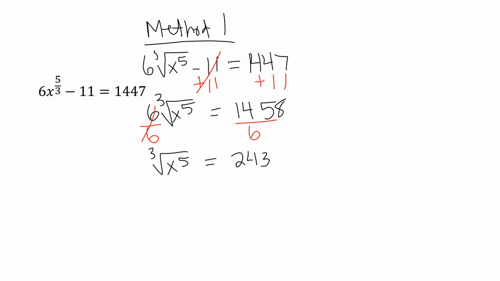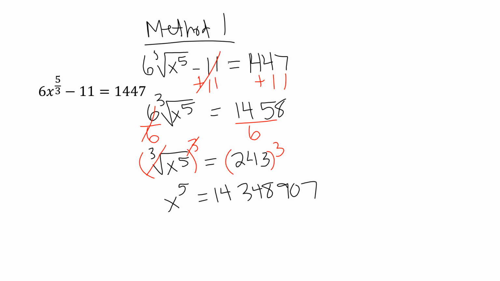Now, I have that cube root on the outside. To get rid of the cube root, we are going to cube both sides, right? If you cube a cube root, the root will disappear. So we get x to the 5th power equals a pretty big number here. 243 to the 3rd power is 14,348,907. That's a huge number.